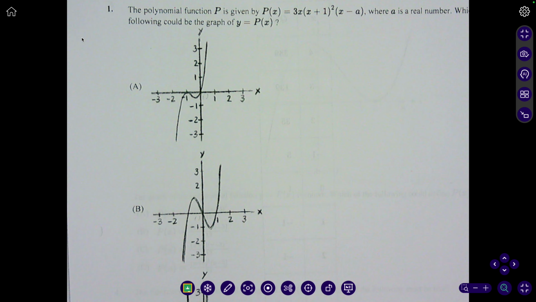Discuss that with your classmates. See if you can eliminate any of those answers first. Hint. Make sure you think about multiplicity. Also, end behavior. Hey, what kind of polynomial is this? What should this kind of polynomial look like?